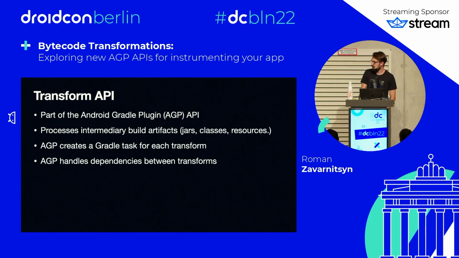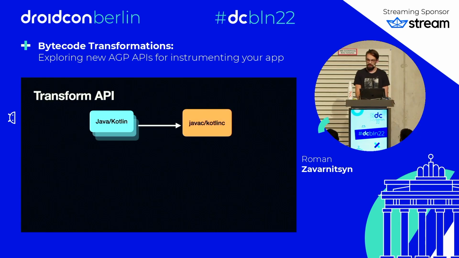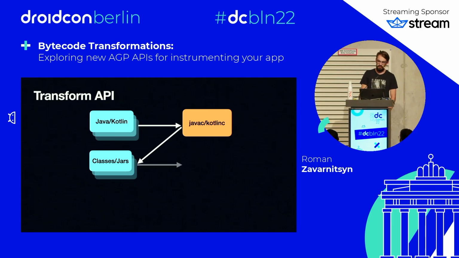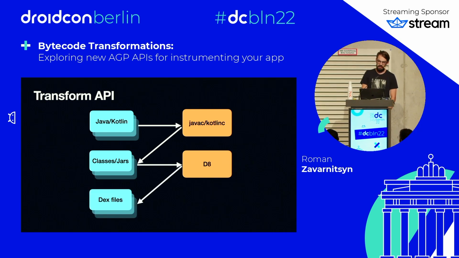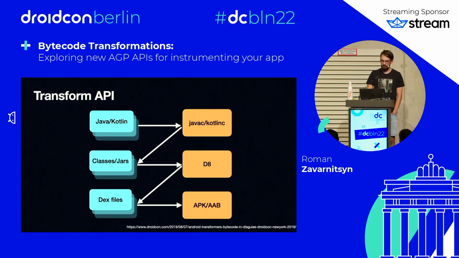So let's remind ourselves about how the build process looks on Android. At first you have some Java or Kotlin sources. Then you would put them into javac or kotlinc to compile them. This would produce classes or jars. Then these classes and jars would be put into some dexing tool, which is D8 nowadays. And finally, the DEX files will be packaged into the APK or AAB if you're using bundles. There is a nice talk at DroidCon 2019 from Doug Stevenson about Transform APIs. Go check it out.